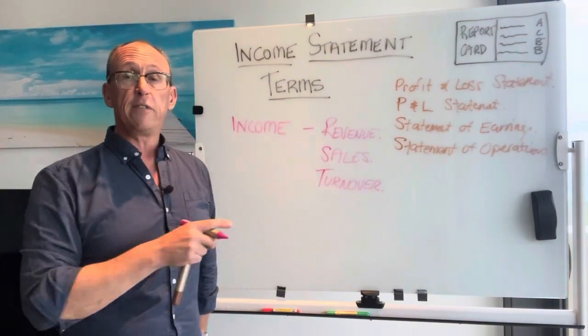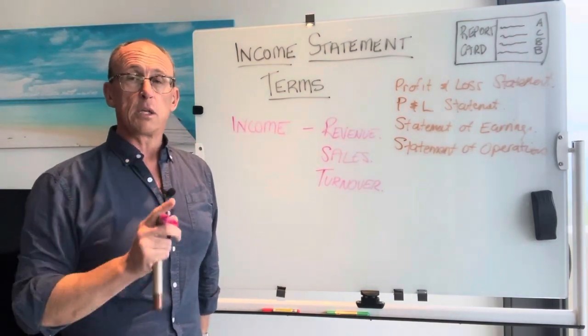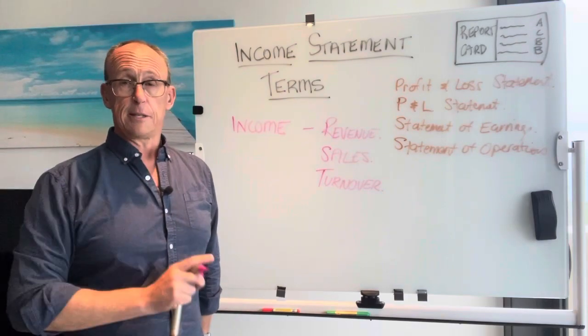This is the first one we're doing, on revenue. We're going to do one on cost of goods, gross profit, expenses, and operating expenses. Okay, so keep watching.